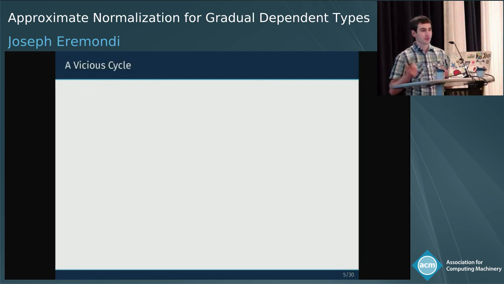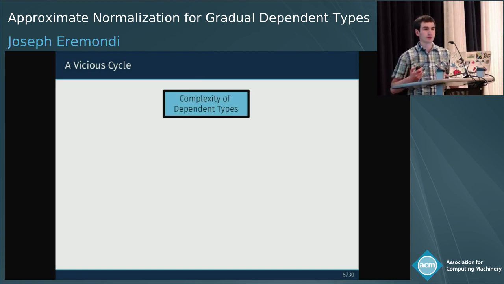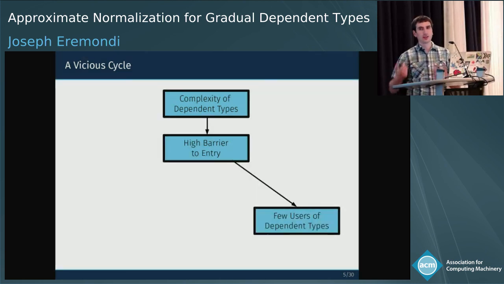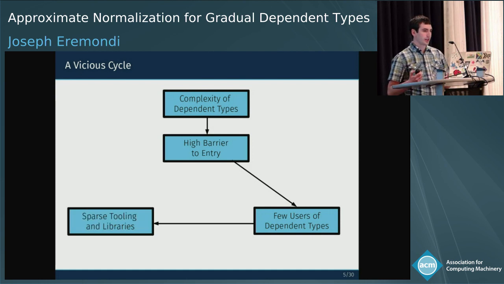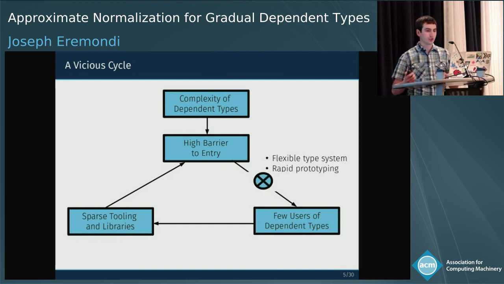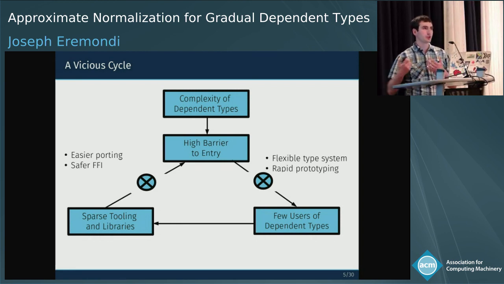And so we see this kind of vicious cycle happen: there is some inherent complexity to dependent types, and because of this, there's a high barrier to entry. And because of that barrier, there aren't a lot of people who use dependent types, which means that there isn't a lot of tooling and the ecosystem isn't really developed, which of course raises the barrier to entry, and we see this cycle. And so we want to help at least reduce this cycle. If we have the flexibility of gradual typing, we think this will help for rapid prototyping and getting started with dependent types. And also, the ecosystem will grow faster if it's easier to port from other languages and easier to interface with other languages.